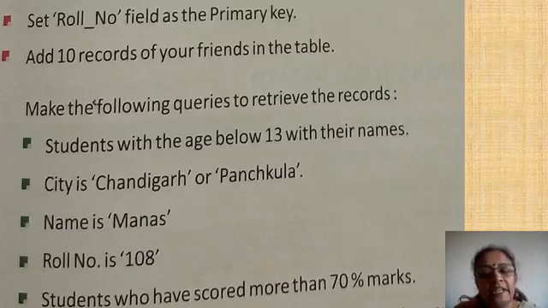After that, we need to create queries to retrieve particular information. What are the 5 queries they've asked for? Students whose age is less than 13. City is Chandigarh or Panchkula. Now here we will not take Chandigarh and Panchkula. We will take Thane, Mulund, Bhandup, which is nearer to us. The next query is to find out the record of Manas. Next is of roll number 108 and those students who have secured more than 70% marks. So these are the queries which we need to create based on these two tables.